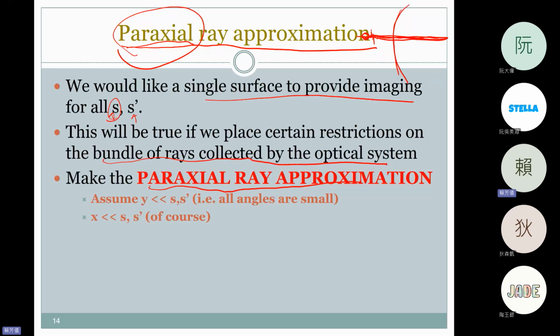So now, how do we use the paraxial ray approximation? We assume that y, the height, is very small compared to the position. What does that mean? That means that all angles are small, because the angle is very close to the axis, and the incident angle at the interface of the reflection or refraction is very, very small, and x is also smaller than S.